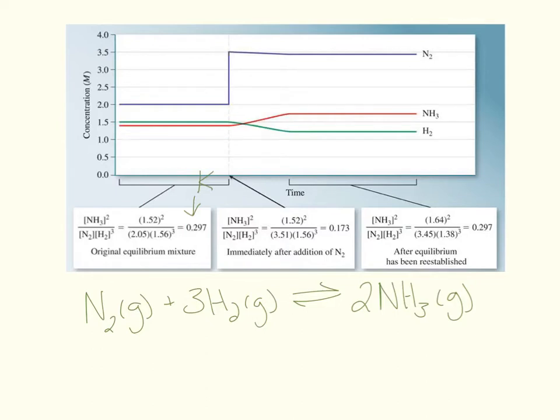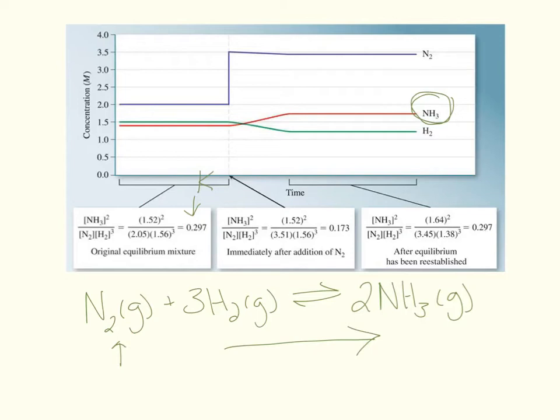Well, our Q is going to be knocked off a little bit from the K, right? Because we're no longer at equilibrium since we've added some of our reactant here. So it's going to have an overall Q of 0.173 right when you add that N2. Now as you continue on down the reaction, it's going to shift the overall equilibrium towards the products in order to accommodate for the fact that you added reactant. So you're going to increase the concentration of your NH3, right?